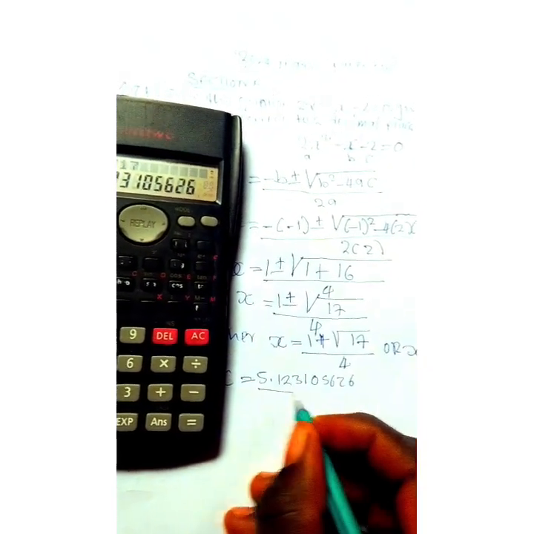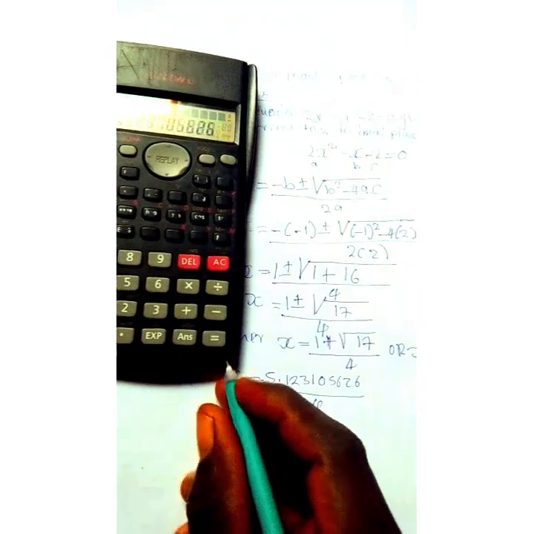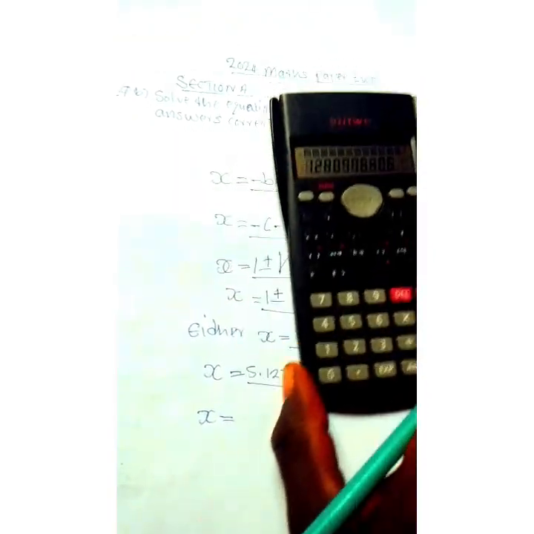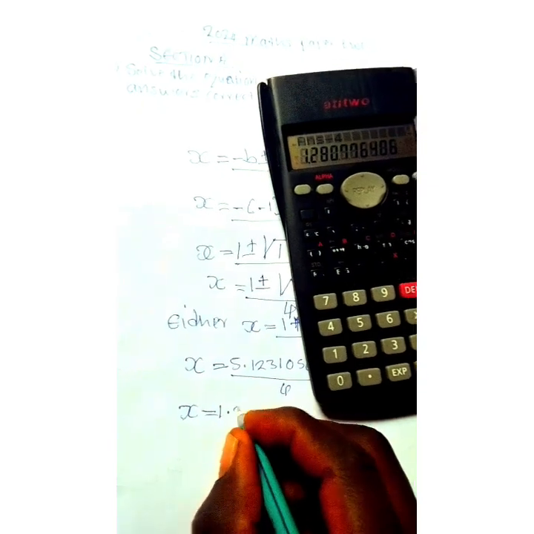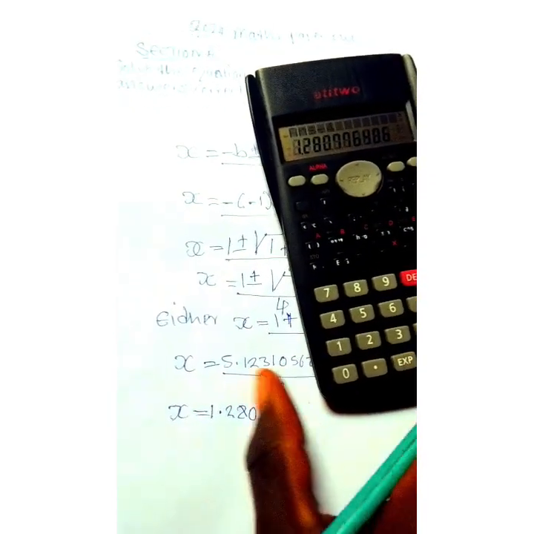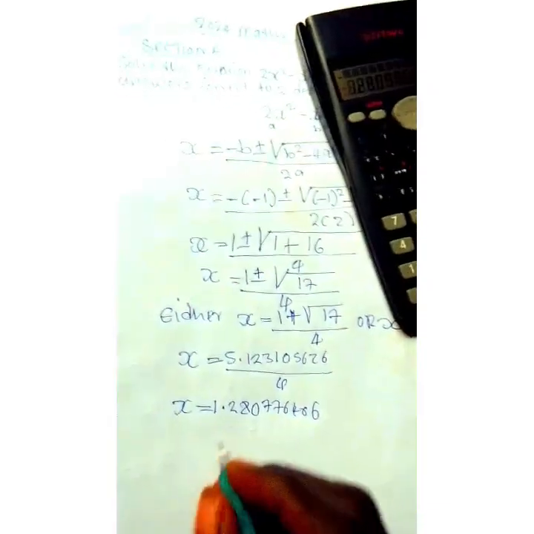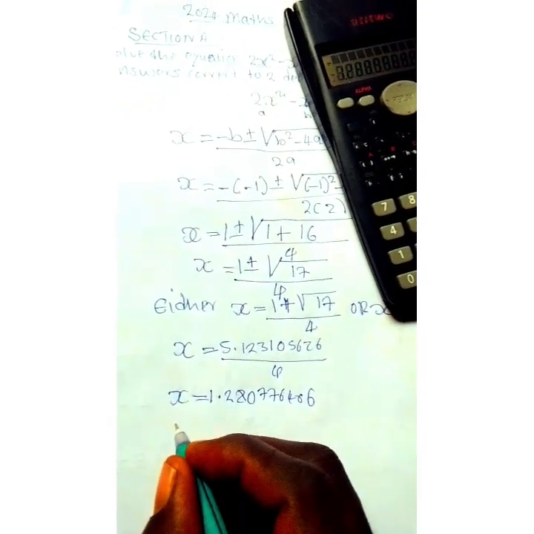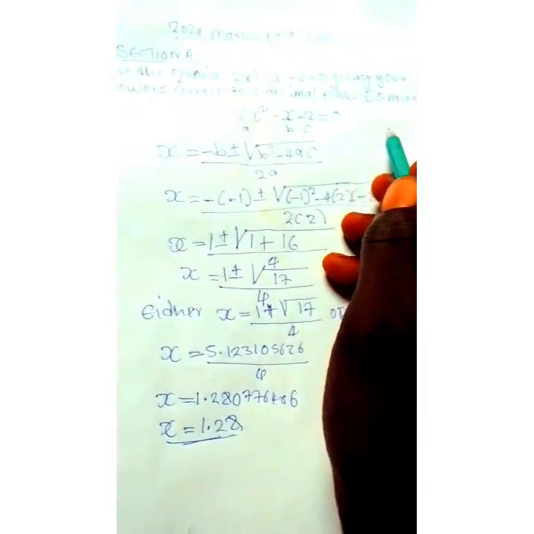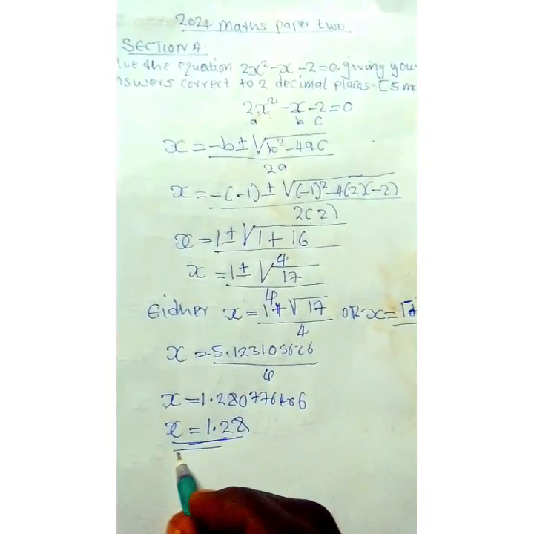5.123105626 divided by 4. So we're going to divide by 4, which will give us 1.2807764006. We're going to round off the answer to 2 decimal places. So x is equal to 1.28. They said giving your answer correct to 2 decimal places. So this is the answer, the first answer we have found.